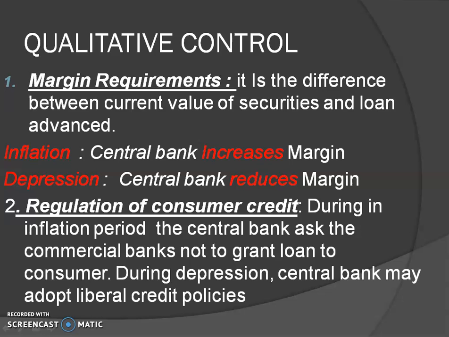So the qualitative controls are, first one, margin requirements. It is the difference between current value of security and loans advanced. So during inflation, central bank increases margin requirements. Then during depression, central bank reduces margins. Okay. Then second one, regulation of consumer credit. During inflation period, the central bank asks the commercial banks not to grant loans to consumers. So during depression, central bank may adopt liberal credit policies.